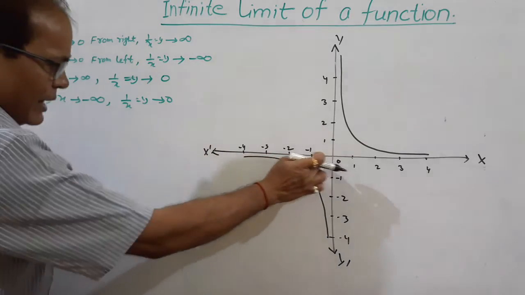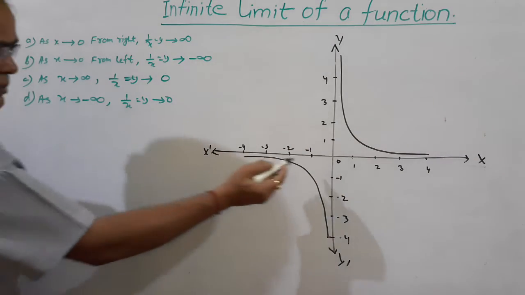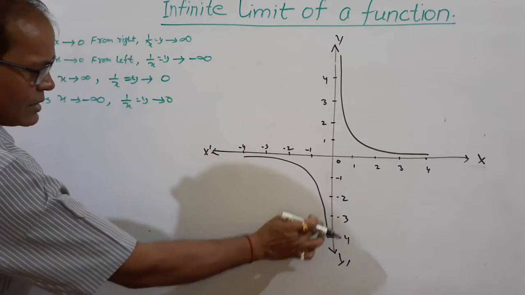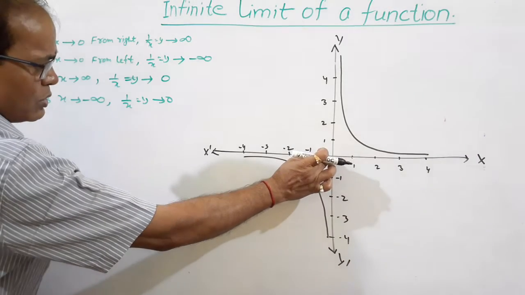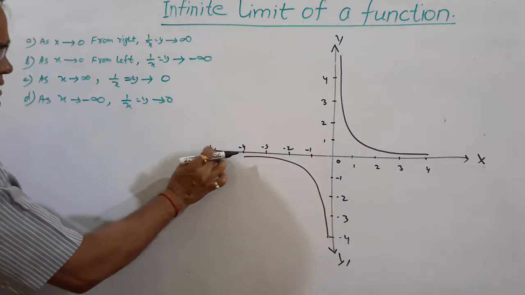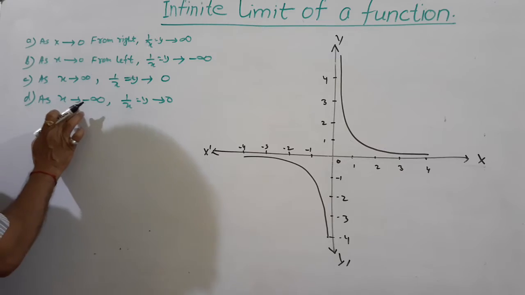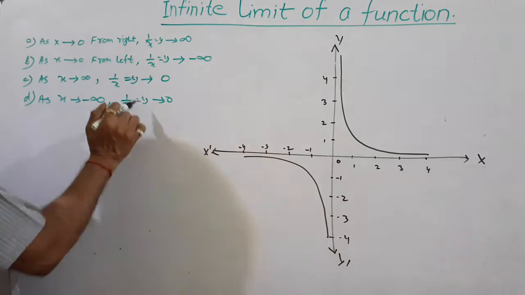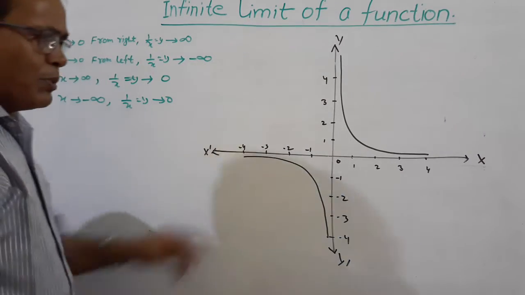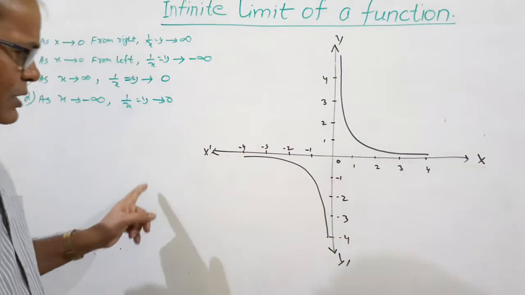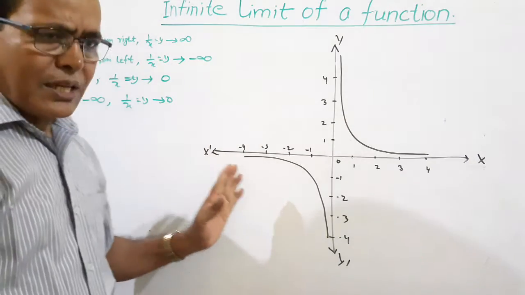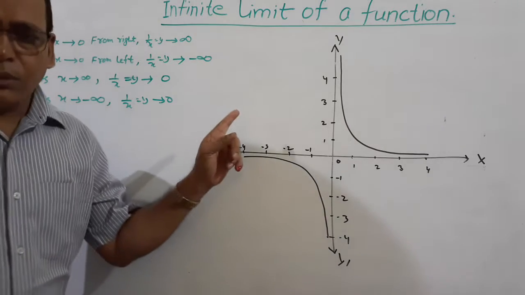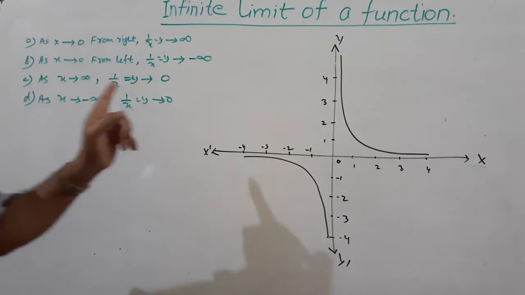Again here, if x is approaching minus infinity, from right to left, see here, x was very close to 0, slowly it is moving to minus infinity. As x is approaching negative infinity, then y is approaching 0. In both cases, whether x is approaching positive infinity or negative infinity, y is approaching 0. This you have to note down. It's very important to understand.